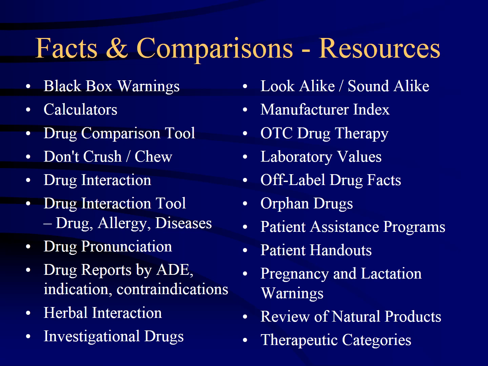In Facts and Comparisons, you will find a wide variety of information, including black box warnings, calculations, drug comparison tool, don't crush chew list, drug interactions, a drug interaction tool that looks at drug interactions, drug allergy interactions, and drug disease interactions, a drug pronunciation tool, drug reports by adverse event, indication and contraindications, herbal interactions, investigational drugs, look-alike, sound-alike drugs, manufacturer index, OTC drug therapy, laboratory values, off-label drug facts, orphan drugs, patient assistance programs, patient handouts, pregnancy and lactation warnings, including Briggs information, review of natural products, and therapeutic categories.